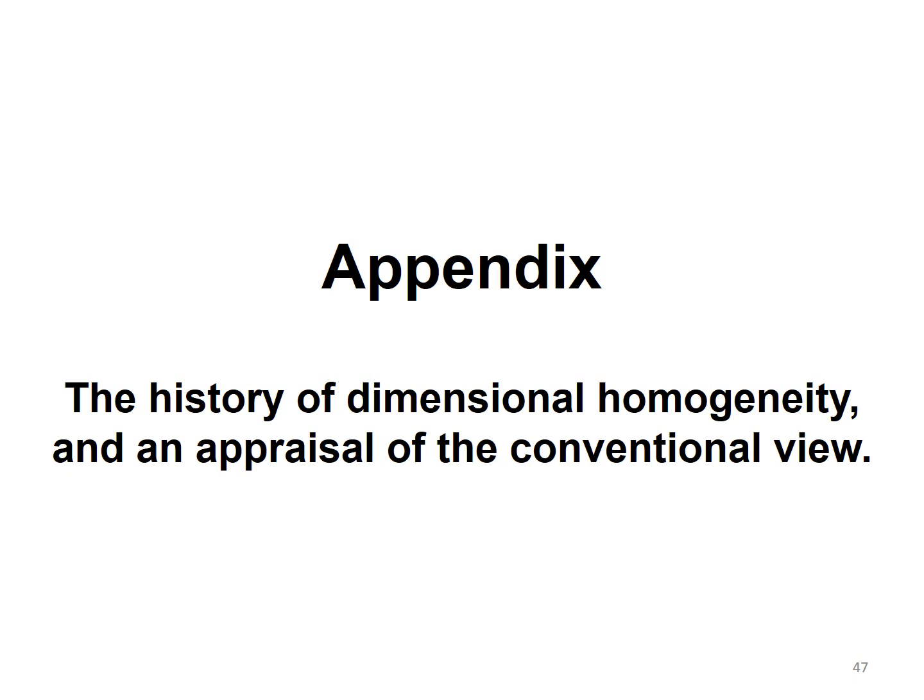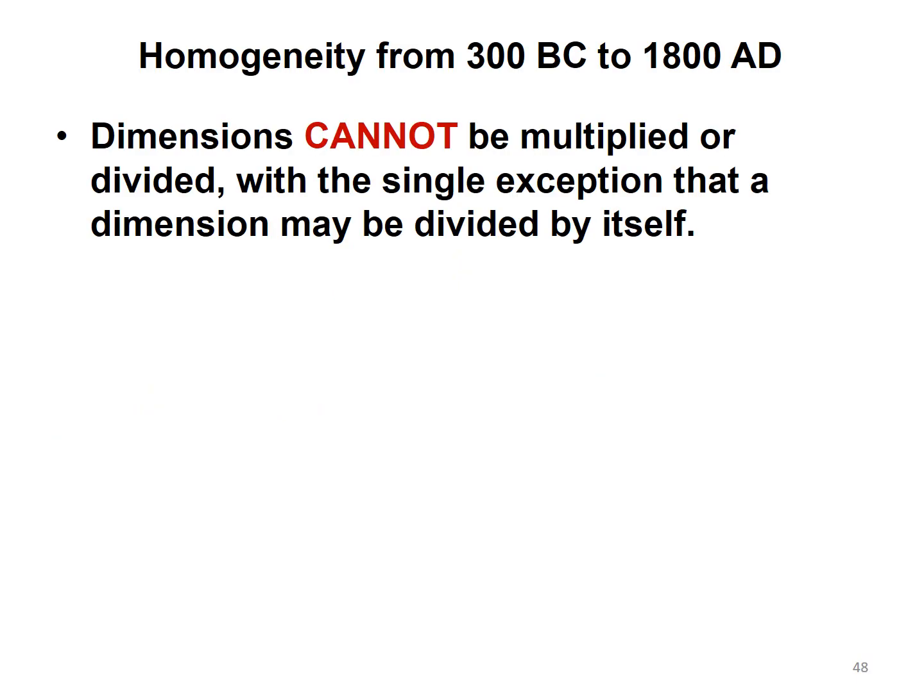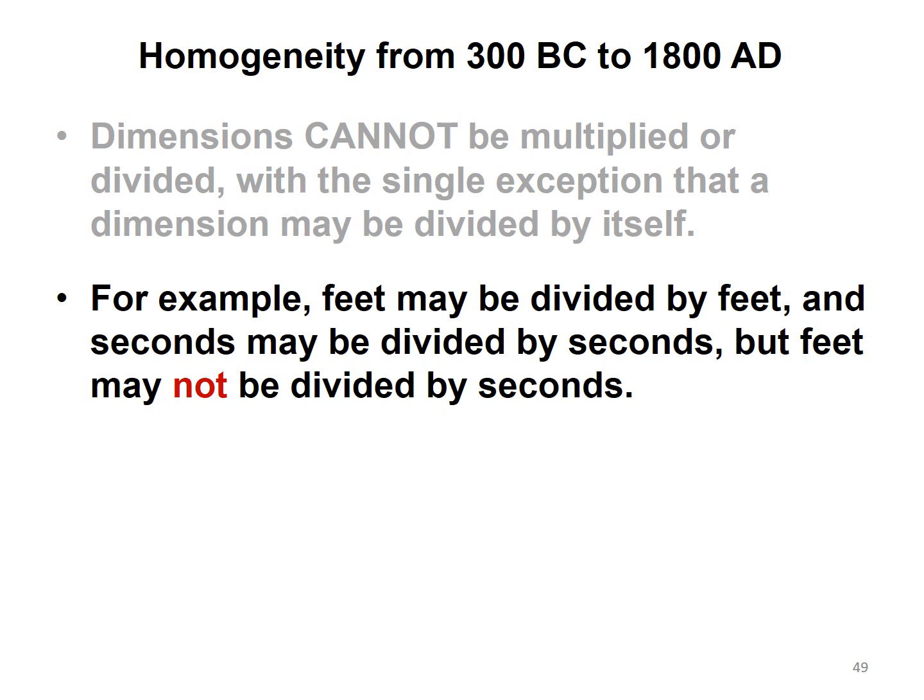In this appendix, we are going to discuss the history of dimensional homogeneity, and we're going to critically appraise the conventional view. From 300 BC to 1800 AD, the science community globally agreed that dimensions cannot be multiplied or divided, with the single exception that a dimension may be divided by itself. For example, feet may be divided by feet, and seconds may be divided by seconds, but feet may not be divided by seconds.